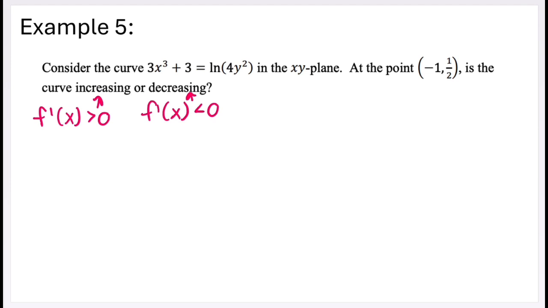So the first thing we have to find is the derivative of this, and then we can plug in the point and see whether it's positive or negative, and then we can tell if the curve is increasing or decreasing. So let's work on finding the derivative with respect to x. So we're going to have 9x squared times dy over dx. Oops, no, I don't have to times dy over dx because that was an x.